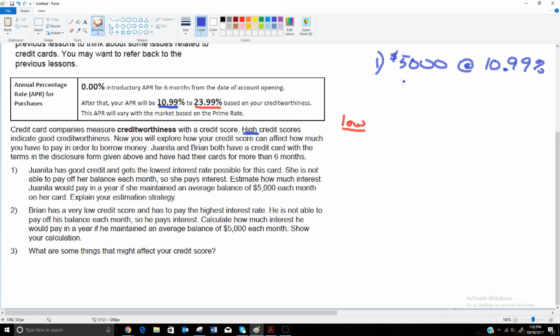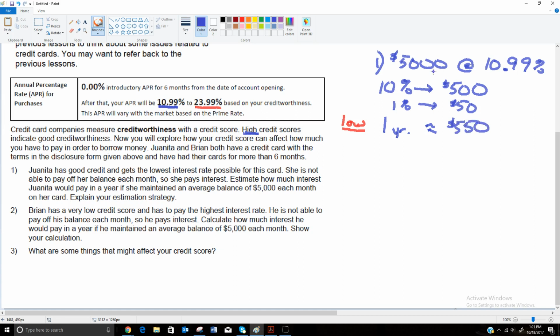So if I wanted to estimate this, remember we learned that strategy of finding 10% very quickly by just shifting over. So 10% in a year, if you maintained a $5,000 balance, would be $500 for the year. Well, to get 1%, we do the same thing. We just shift it over 2 spots instead of just 1 spot. So 10% is $500, 1% would be $50. We move the decimal point to make the number smaller. And so for 1 year, that would be about $550.